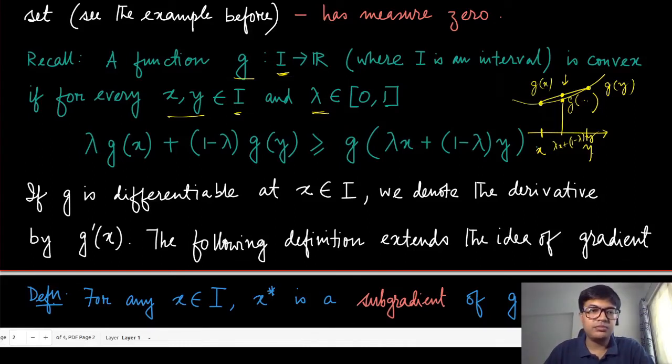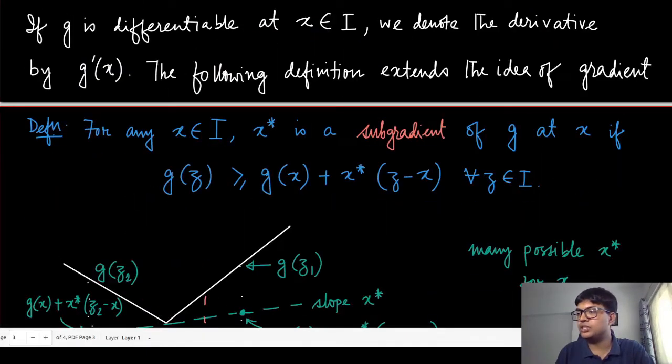That is the meaning of a convex function. Now, if that function is differentiable at a point inside this domain, then we denote its derivative by g prime of x. This is quite standard, but we are going to define something which extends this idea of gradient or derivative, and that extension is known as the subgradient of this function.